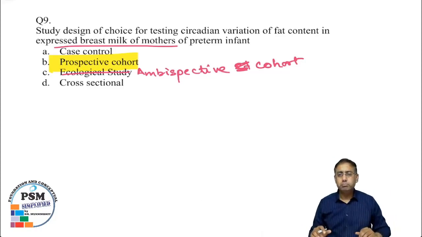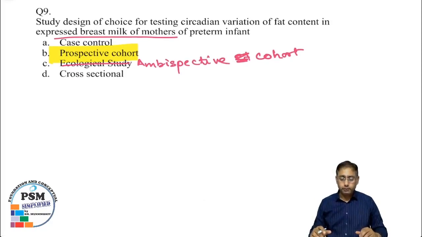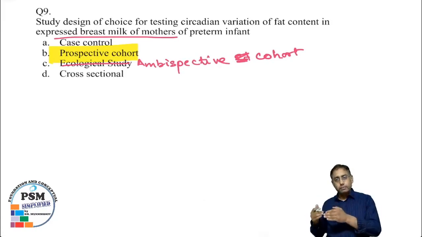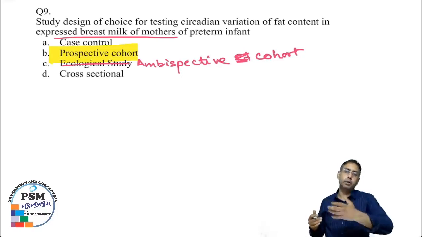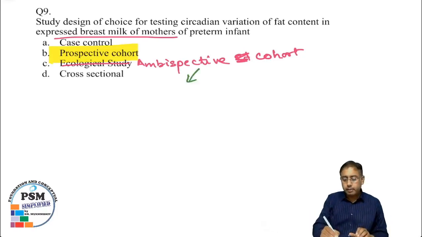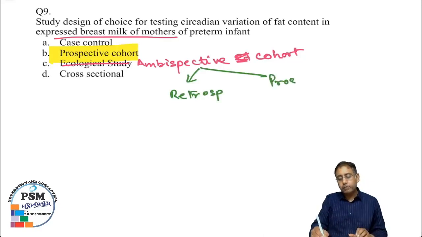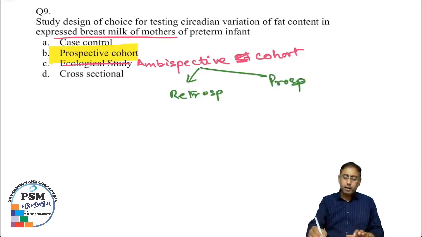Just to confuse you, they had given the option of ambispective cohorts. What are ambispective cohorts? It means the retrospective and prospective, both elements are there. So there is an element of retrospective and there is an element of prospective. So that's why I would not like to choose ambispective. I'd not like to choose case controls or cross sections.